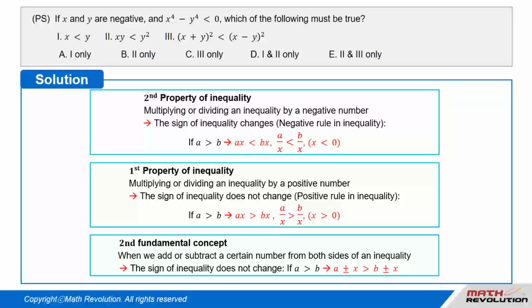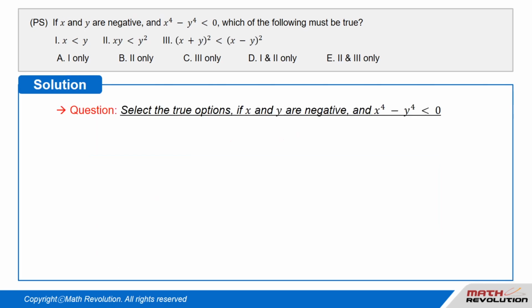Solution: the second fundamental concept in inequality. When we add or subtract a certain number from both sides of the inequality, the sign of inequality does not change. So, if we add or subtract x from both sides of an inequality, it does not affect the inequality sign. If a is greater than b, then a plus or minus x is greater than b plus or minus x. We are required to select the options that are true if x and y are negative, and x to the power of 4 minus y to the power of 4 is less than 0.